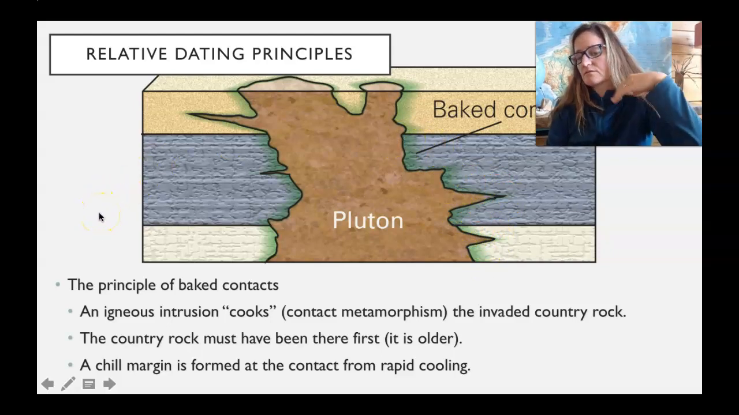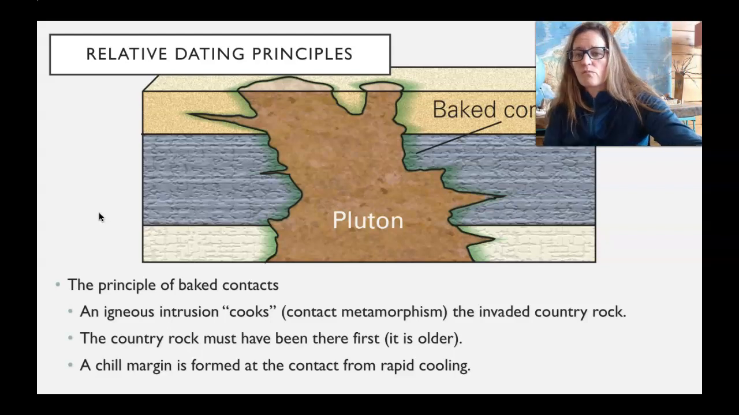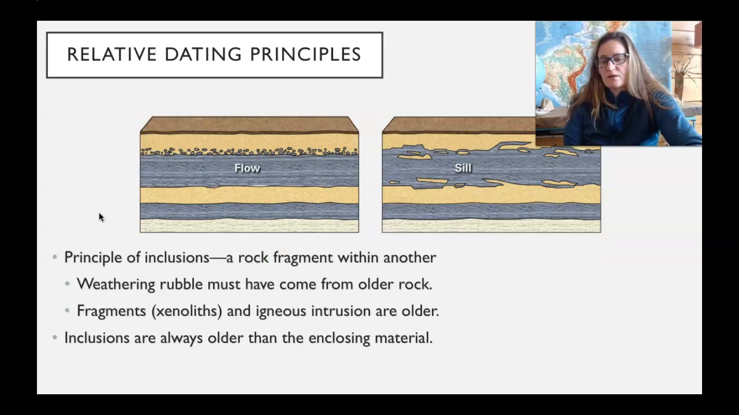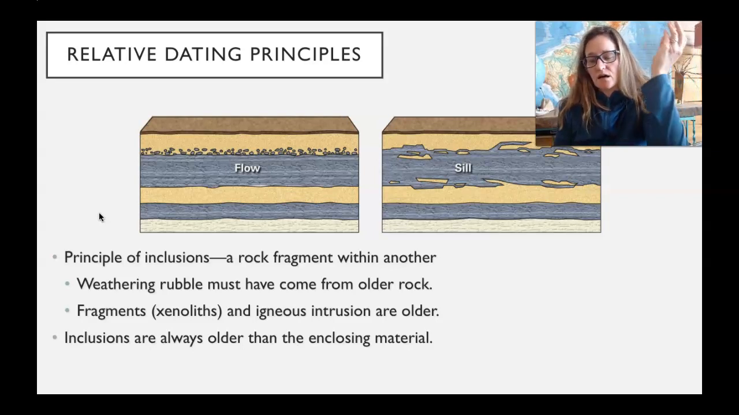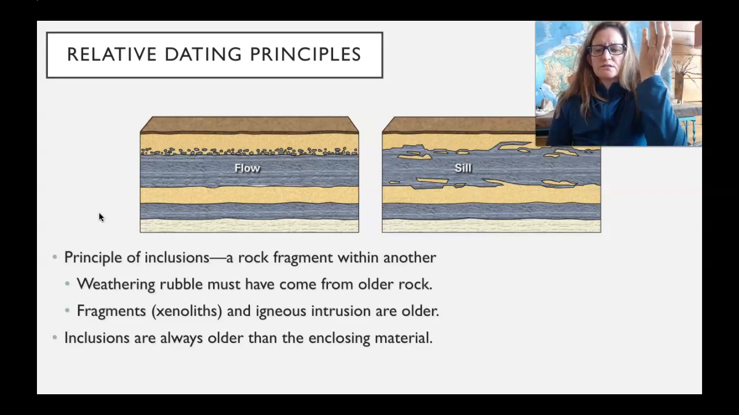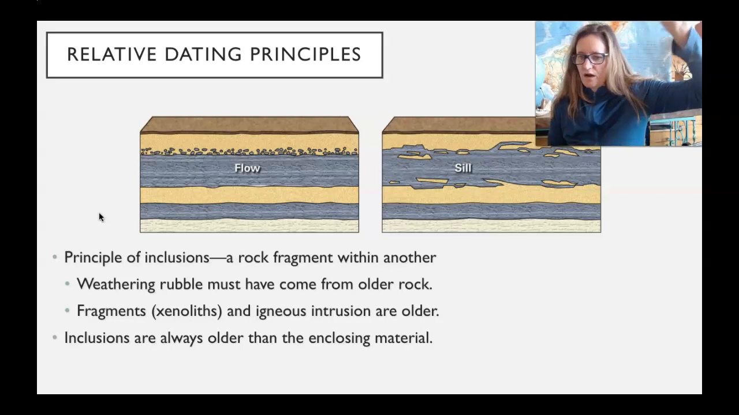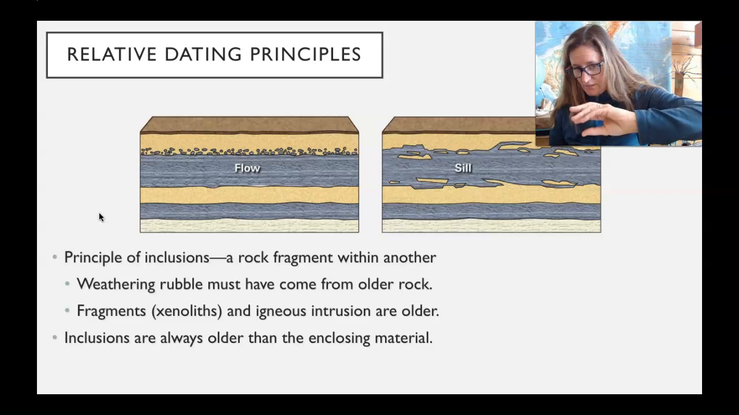So the country rock is older, it had to be there first. Then the intrusion came in, it's younger. Then at the top it was eroded a bit. All right, so when intrusions come in, or it can even be with a river flowing through, it can rip up pieces of the pre-existing rock. So this is called the principle of inclusions, where there's a rock fragment within another rock. If that rock fragment is in another rock, that rock fragment had to be older than the new rock.